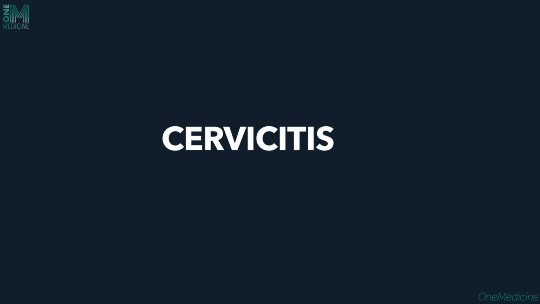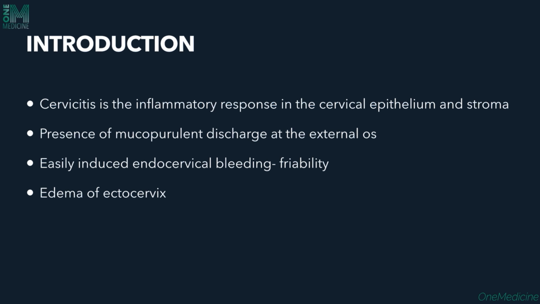Today I'll talk about cervicitis. Cervicitis is the inflammatory response in the cervical epithelium and the stroma. So there'll be some inflammation in the cervix seen in cervicitis. There's also presence of mucopurulent discharge at the external os. That's how we make out that the patient has cervicitis.